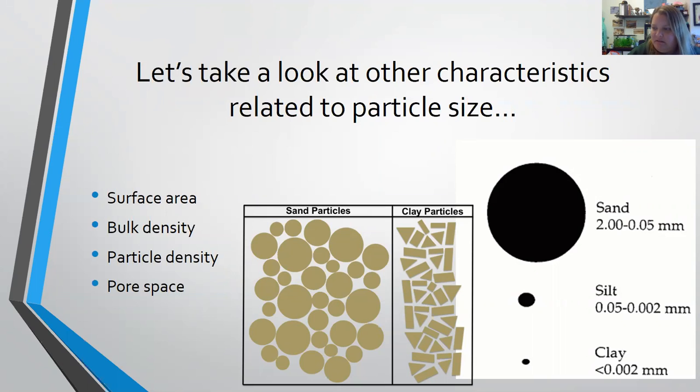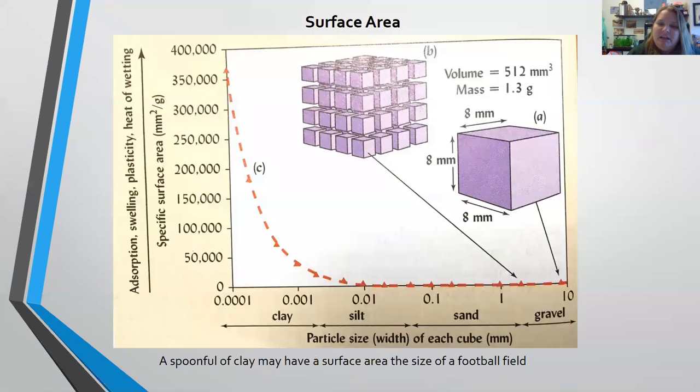I think this goes in order in my slides. So surface area first, and then bulk density, and then particle density and pore space. And again, you'll see how these terms are really related, and it's not necessarily going in order of your report, so just be aware of that, because your report starts with bulk density and then it goes into pore space, particle density, and then surface area.